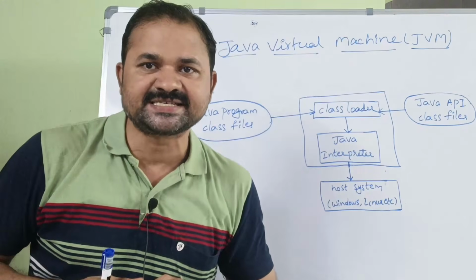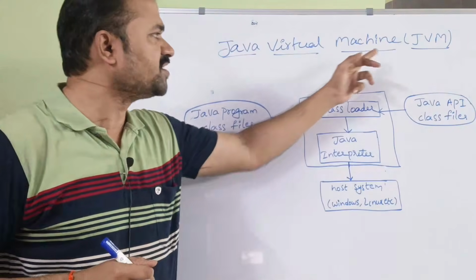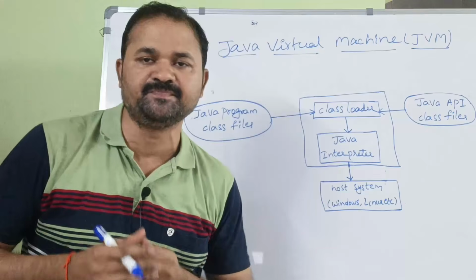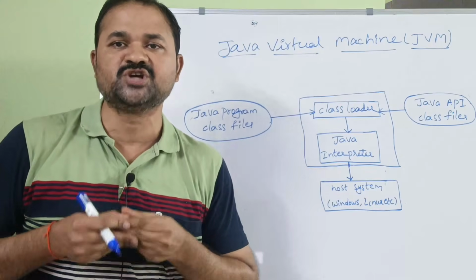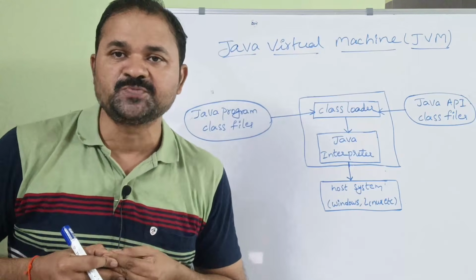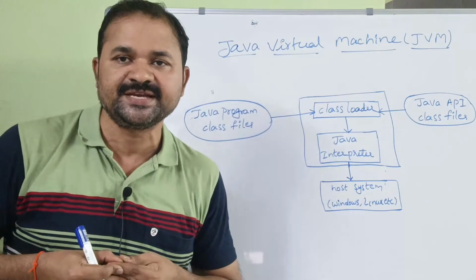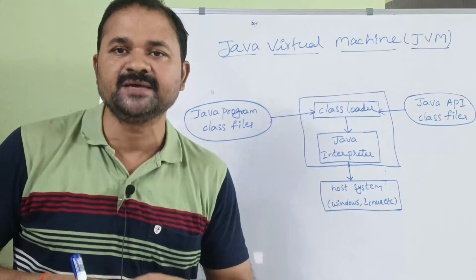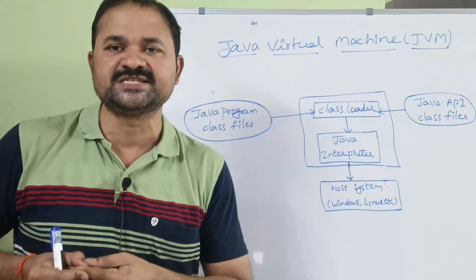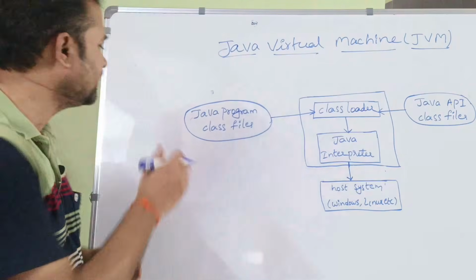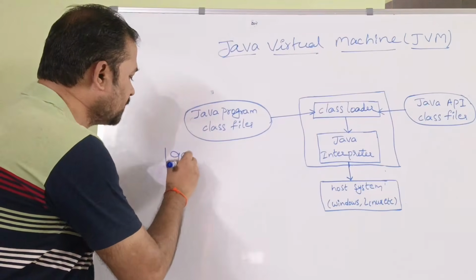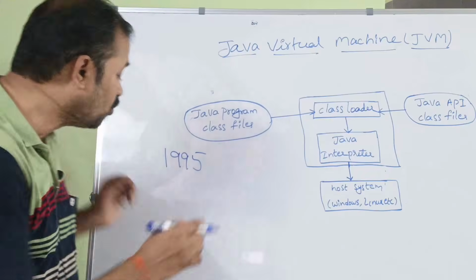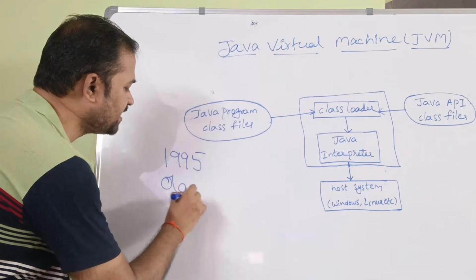Now let us discuss Java Virtual Machine. In short, we can call it JVM. We know that Java is the most popular object-oriented programming language which was invented by Sun Microsystems in 1995, but currently Oracle Corporation owns the Java programming language.